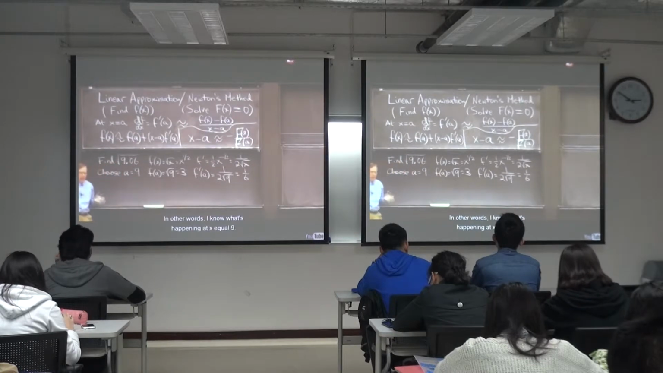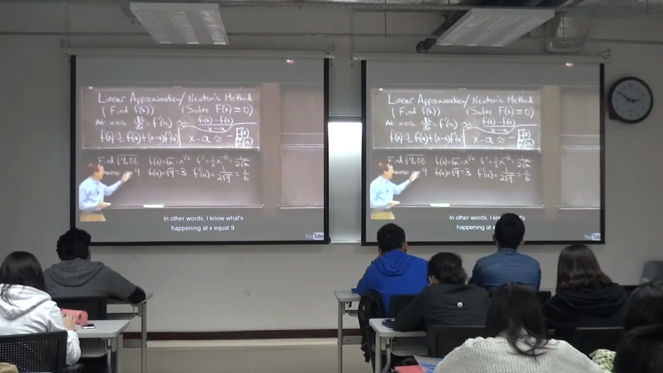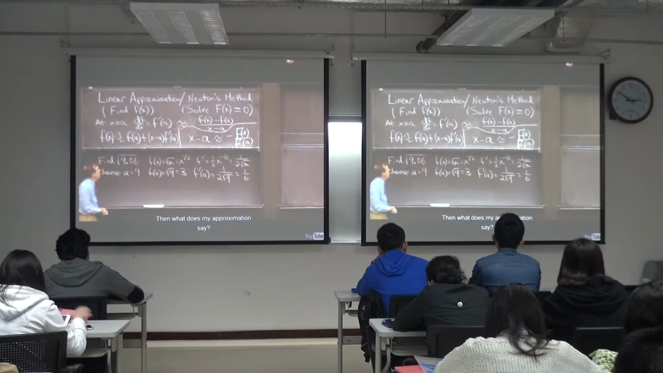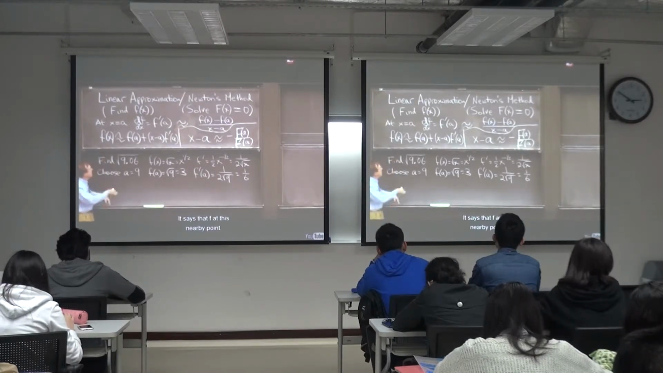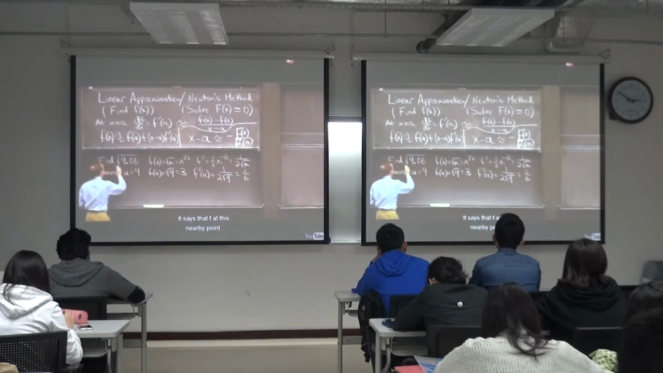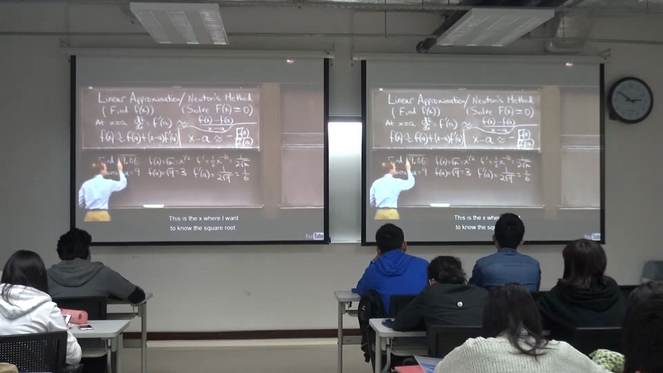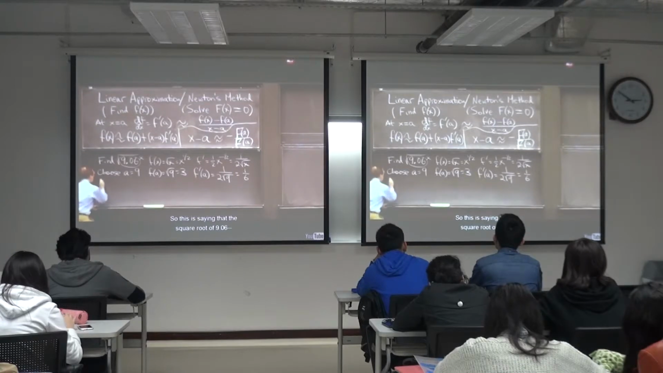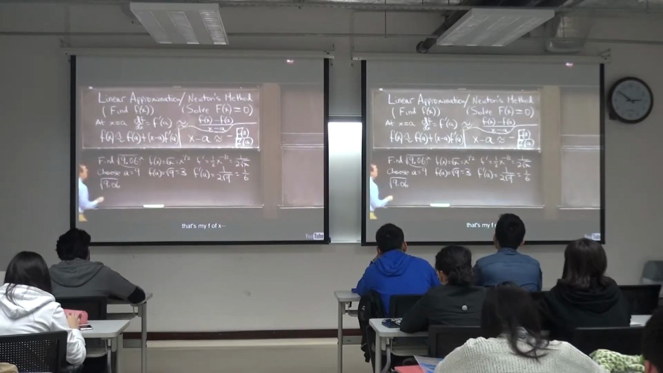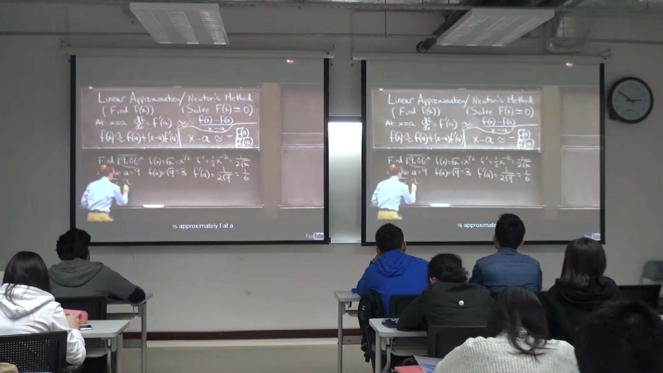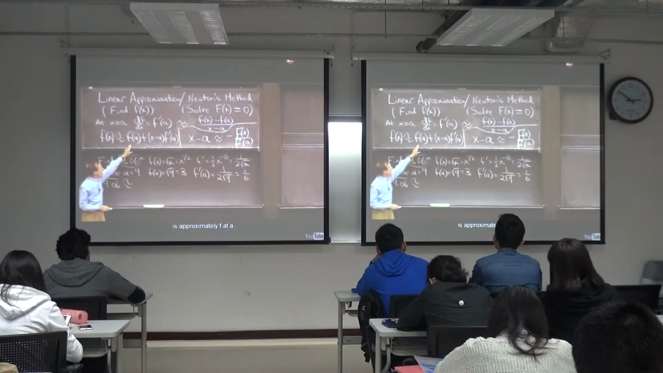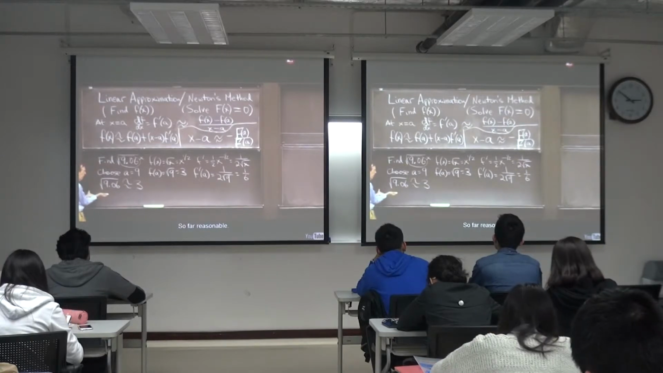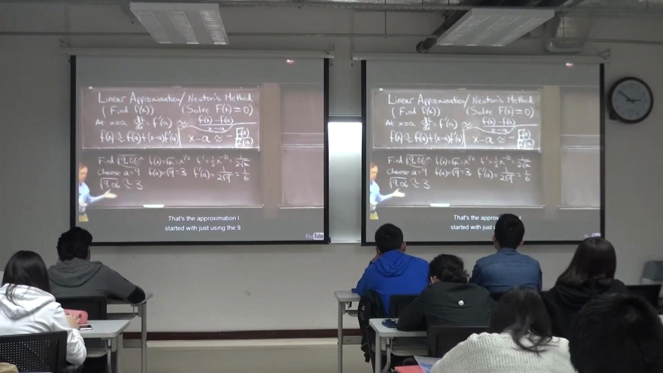In other words, I know what's happening at x equal 9. That's the particular point I'm calling a, and I'm working from there. Then what does my approximation say? It says that f at this nearby point, so x is 9.06, this is the x where I want to know the square root. So this is saying the square root of 9.06, that's my f of x, is approximately f at a, the square root of 9, that's the 3. So far reasonable.